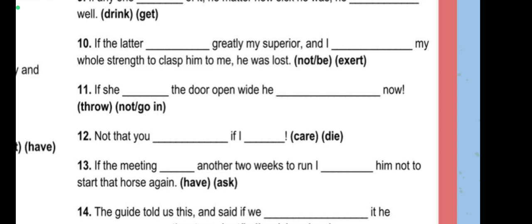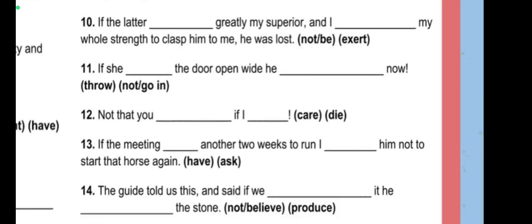Okay. The past of throw. "If she threw the door open wide, he would... he don't go in now." Okay, don't forget would. Good. "He wouldn't go in now." That's great. Now, can you do the number 12?